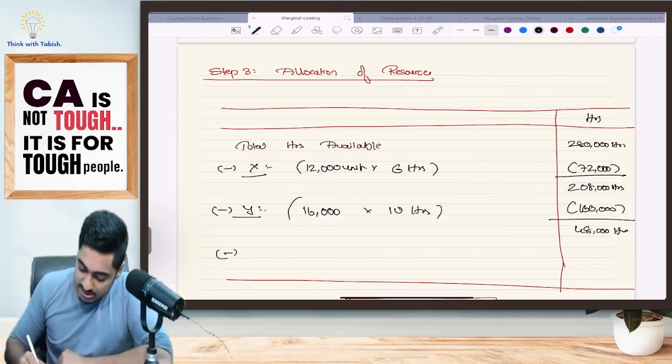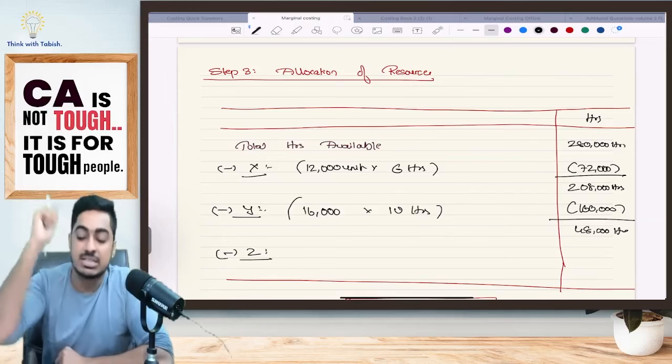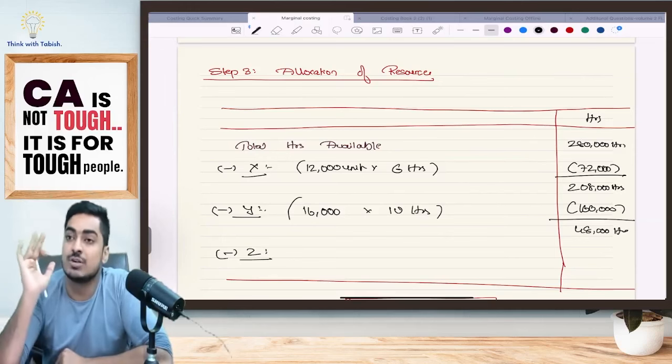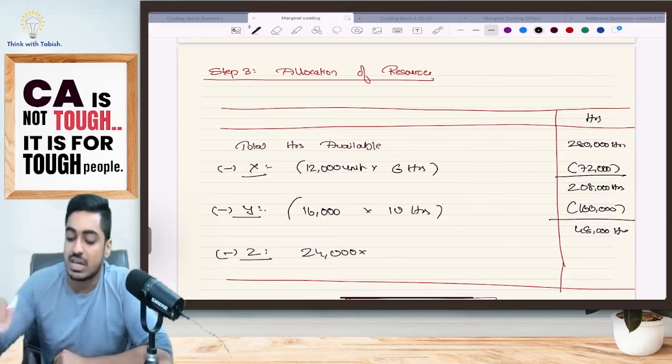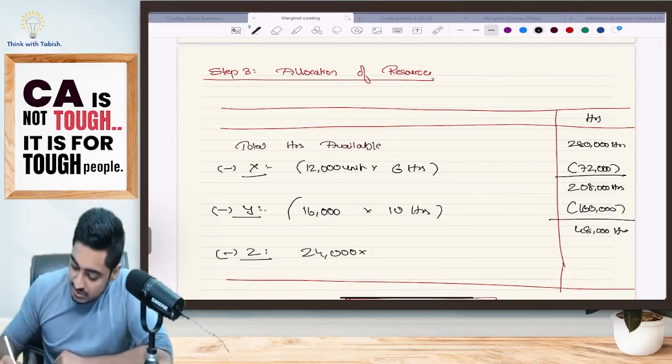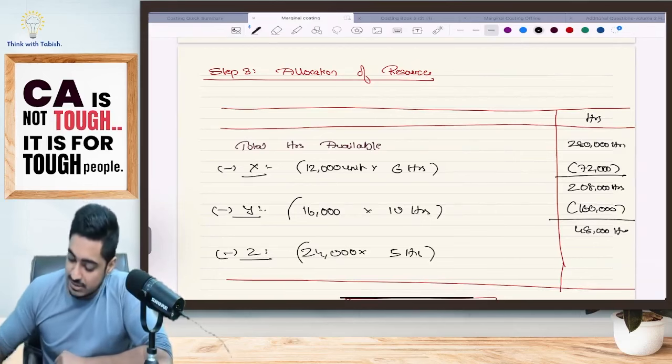What is the next product? Z. Yes, I will ask my budgeting team. Boss, next year, how many units of Z are needed? They are telling, sir, 24,000 units are needed. So we'll tell, okay boss, let us produce 24,000 units of Z. For every unit of Z in department A, how many hours are needed? 5 hours. That means total how many hours are needed? 24,000 into 5, 1,20,000.